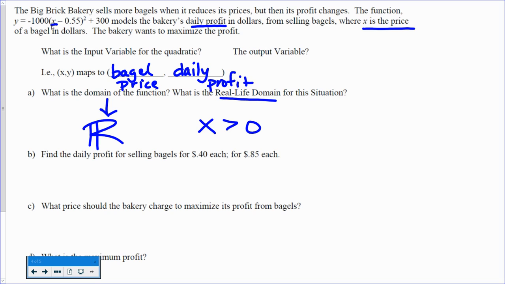That's the only time we'll ever see our domain change with our quadratic functions, is when we get into a real world situation. So we'll get more into that as we get further into this chapter, but that's just to kind of process for you.